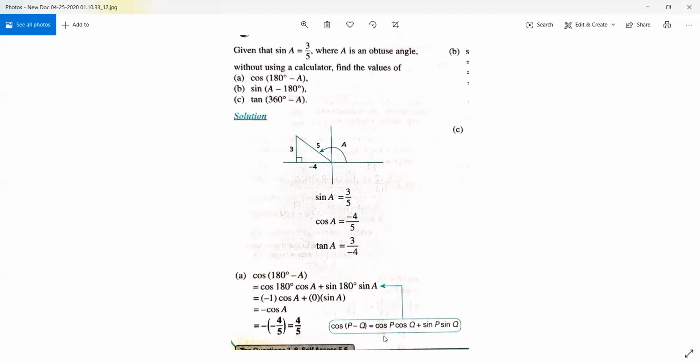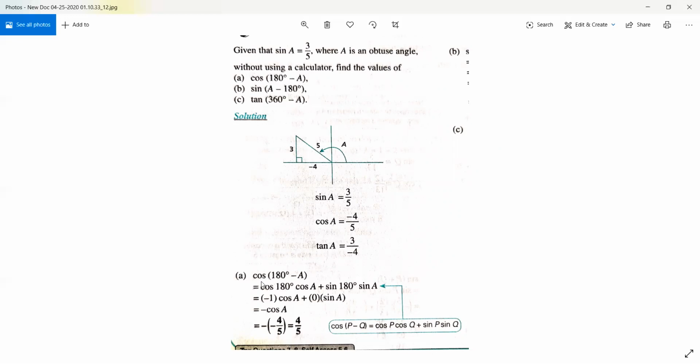Given that sine A equals 3 over 5, where A is an obtuse angle, without using a calculator, find the value of cosine of 180 minus A, sine of A minus 180, tangent of 360 minus A. So first thing you need to find is cosine of 180 minus A. So 180 minus A is at the second quadrant. Okay. So at the second quadrant, sine A is 3 over 5, cosine A is negative 4 over 5, tangent A is negative 3 over 4.